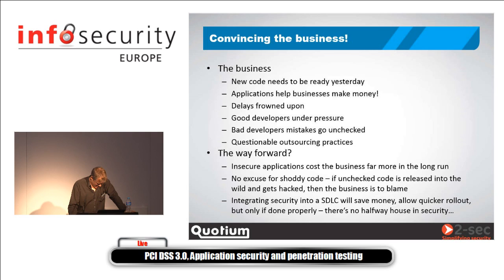So the way forward really, I know PCI has been around and telling you to do this for the last 7 or 8 years, and I'm still convincing businesses to do the whole lot properly. But as Adam has shown, insecure applications will cost the business a lot more money in the long run, and there's certainly no excuse for shabby code. The problem is easily fixed by integrating security into your life cycle and getting stuff checked out, but that's only going to work if you do things properly, and there's certainly no halfway house in security.